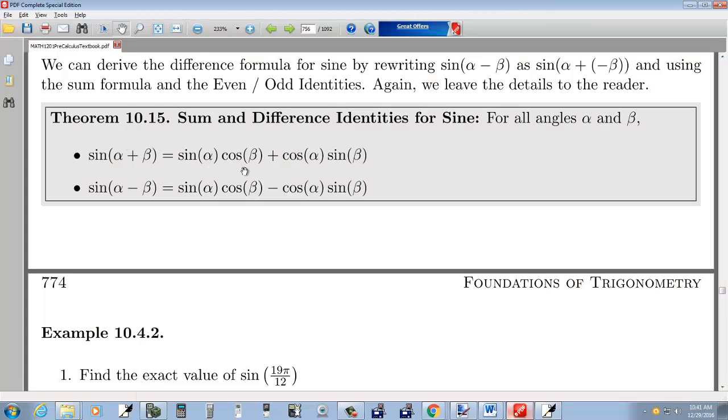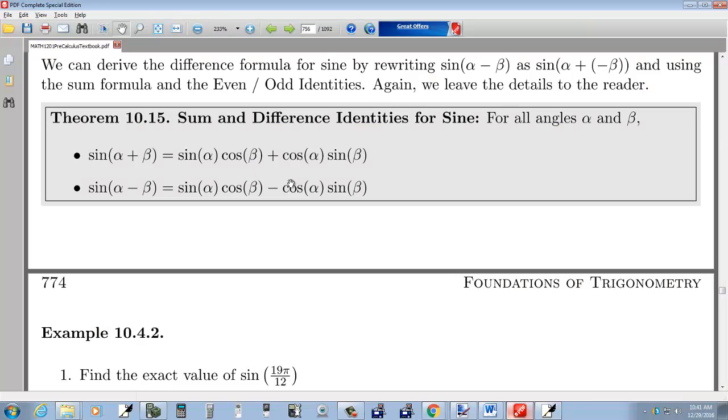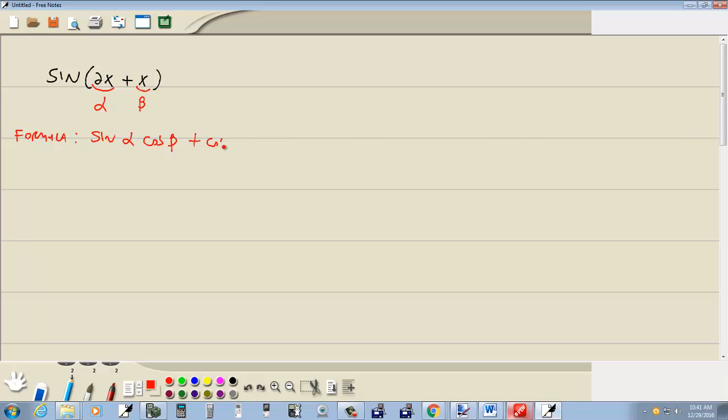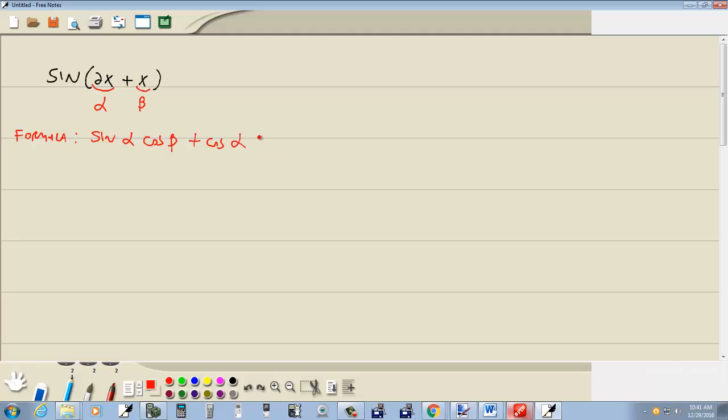let's see, sine alpha, cosine beta. So sine alpha, cosine beta, plus cosine alpha, sine beta. So we're going to plug in everything we identified.